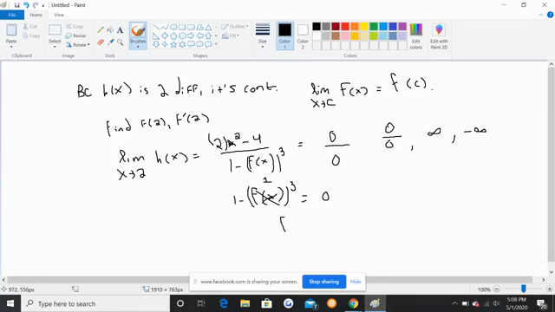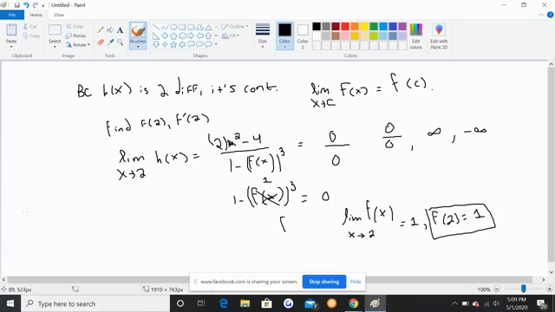So we could write this as the limit of f of x as x approaches 2 is equal to 1. And because we know f of x is twice differentiable and continuous, we know that f of 2 is equal to 1, right? All right. So now that we have this, we got f of 2.